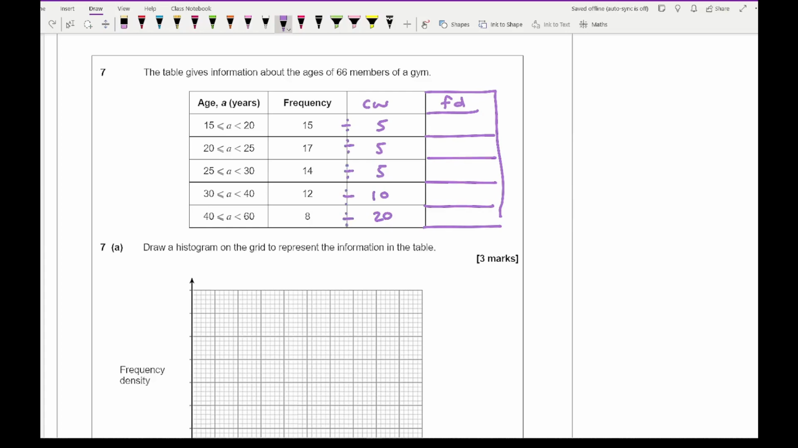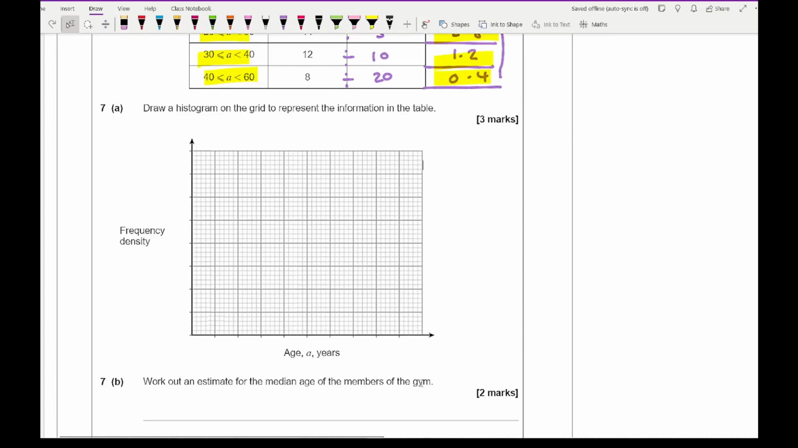So this is going to give me values of 3, 3.4, 2.8, 1.2 and 0.4. So all that's left for me to do is to plot the histogram using the first column and the frequency density, using an appropriate scale for the frequency density. As the highest value goes up to 3.4, I would suggest making life a little bit easier, and each little box represents 0.1. So that's going to be 2, that's going to be 1, and that's going to be 0.